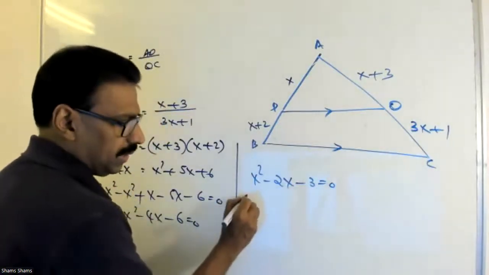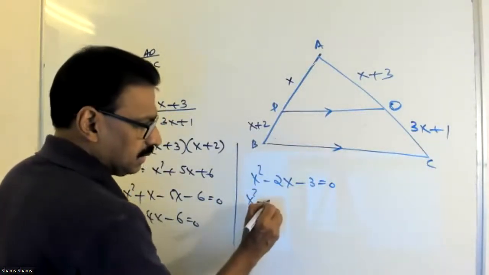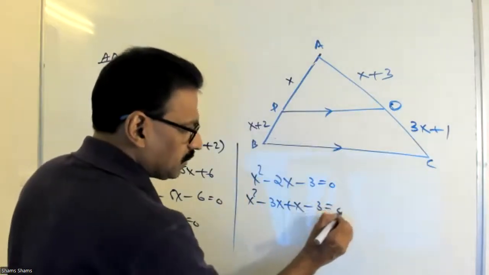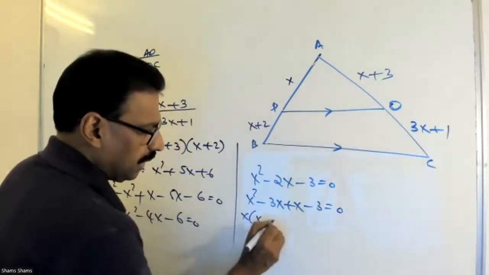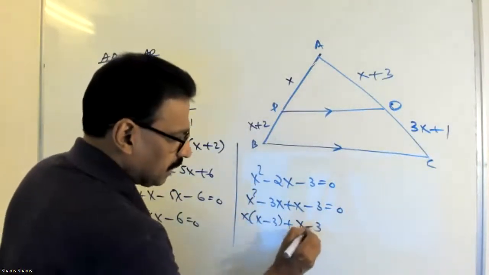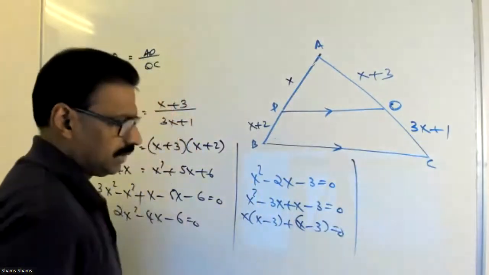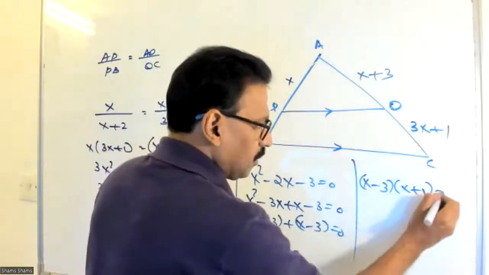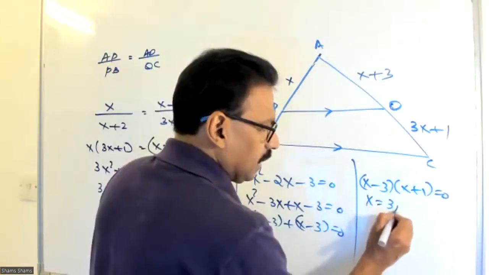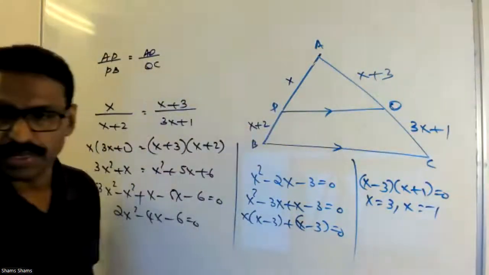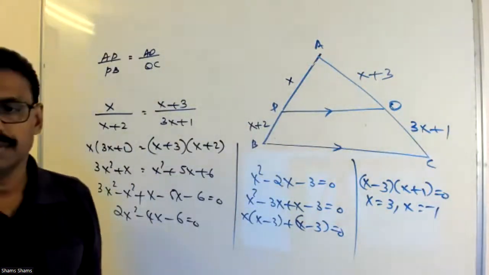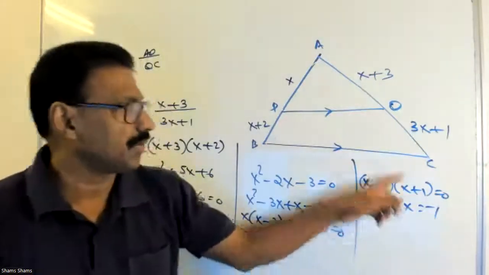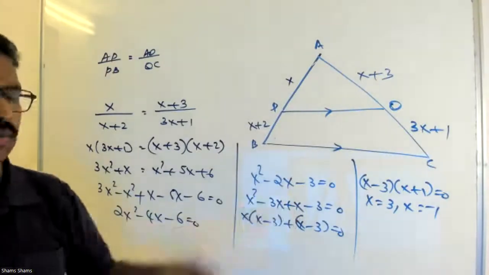This is splitting the middle term. x square minus 3x plus x minus 3 equal to 0. x outside: x minus 3, plus x minus 3 equal to 0. So that is x minus 3 into x plus 1 equal to 0. x equal to 3 and x equal to minus 1. Minus 1 is rejected because length cannot be negative. So x equal to 3.